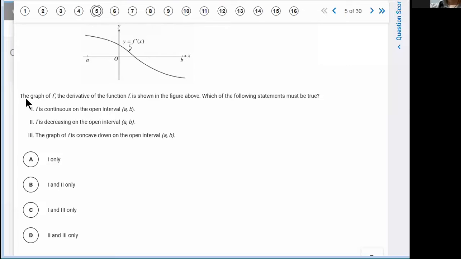Now, the graph of F prime, the derivative of the function F, is shown in the figure above. Which of the following statements must be true? F is continuous on the open interval from A to B. Is it true that if I have a derivative, the graph has to be continuous? Yep, seems like it's true, right?